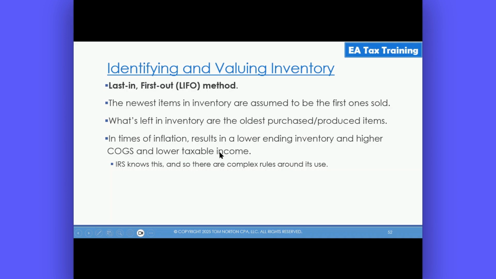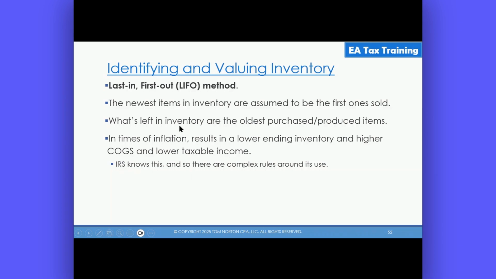Taxpayers in general would like a lower ending inventory value, so they might want to use LIFO. Of course, the IRS knows this, and so there are complex rules around LIFO and when you can use it and how you use it. You do not have to know those rules for the EA exam. You just want to understand that LIFO does, in fact, result in lower taxable income in times of inflation. And so that's why it is going to be scrutinized more closely by the IRS.